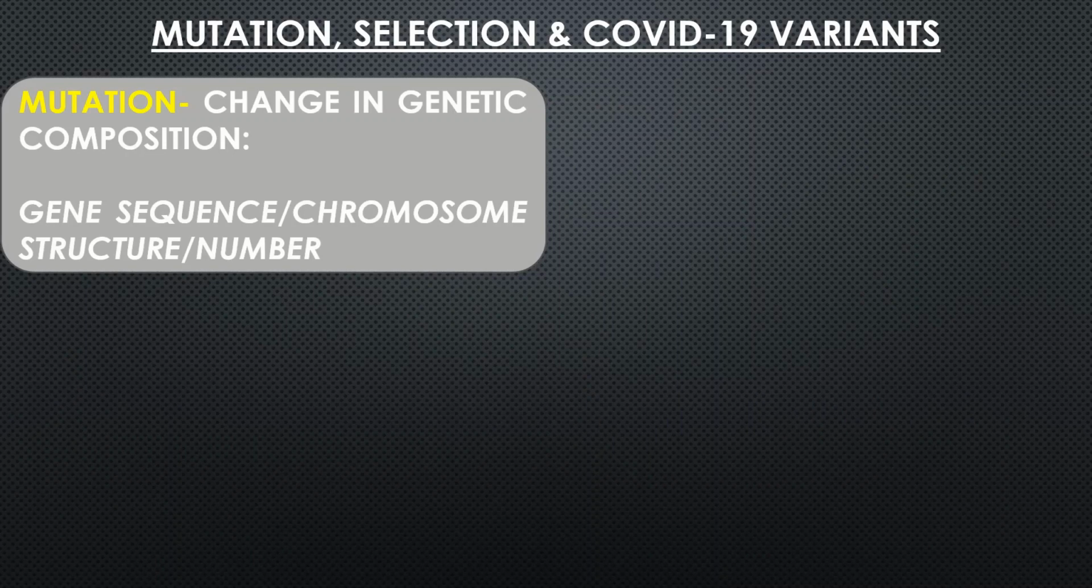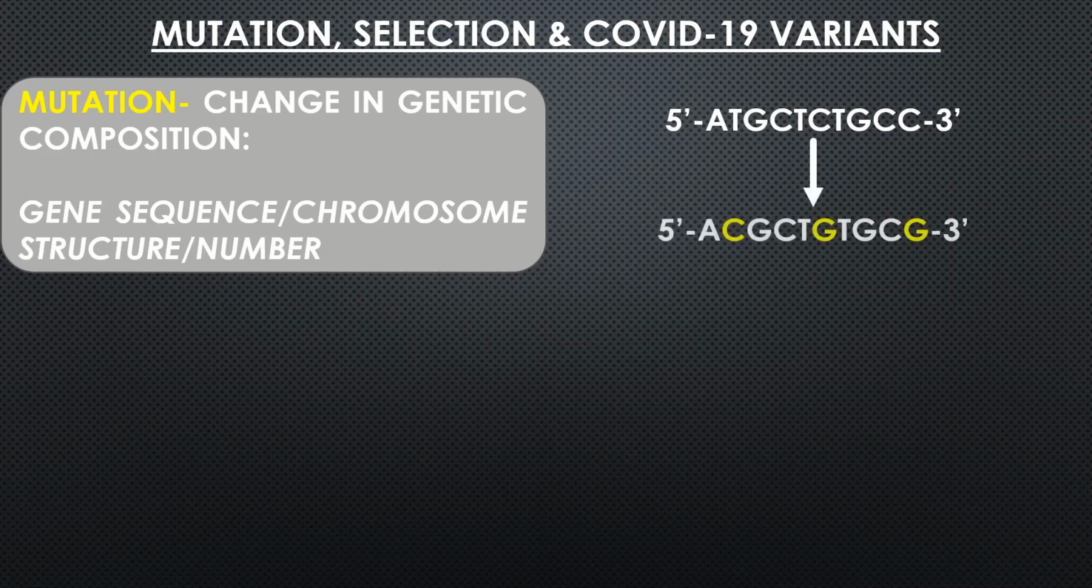SARS-CoV-2. Now this change can be in the sequence of the gene, the structure or number of the chromosome. For example, say this is a gene sequence composed of repeating units or nucleotides ATGC in a given order. A change in certain nucleotides will result in mutation and formation of a mutant sequence.